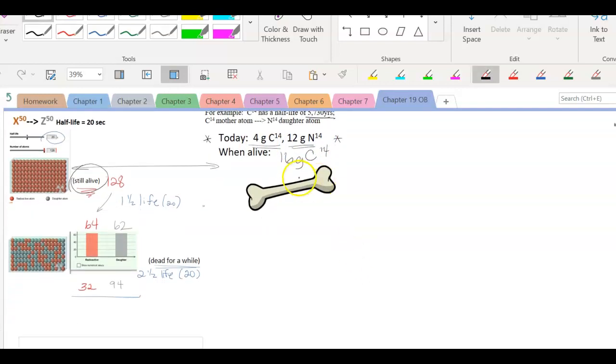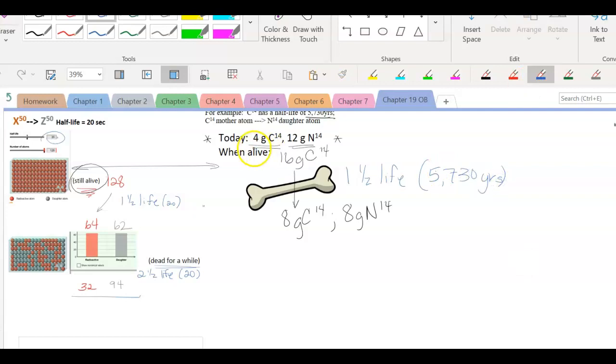Well, if they all started out at 16 grams of carbon, after one half-life, I'm only going to have half the amount of original mother atoms, and the other atoms will have turned into nitrogen-14. That means one half-life has passed, and for carbon, that is going to be 5,730 years.